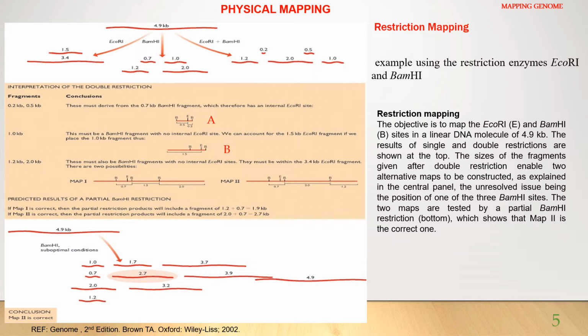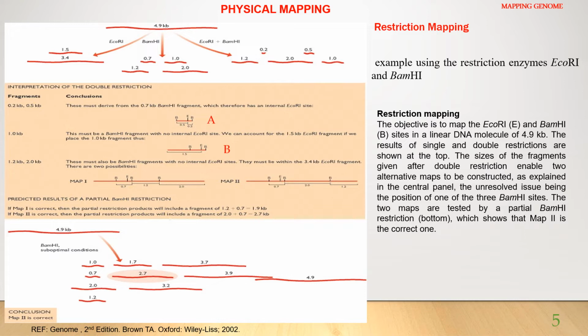Next, the 1.2 kb and 2 kb fragments have no restriction sites for BamH1 and must lie within the 3.4 kb fragment that is seen in the EcoR1 digest. Here, therefore, there are two possibilities, as shown in figure B. In such cases, partial digestion is done.